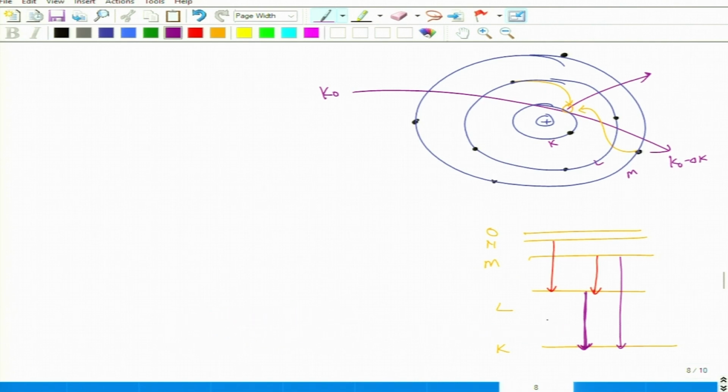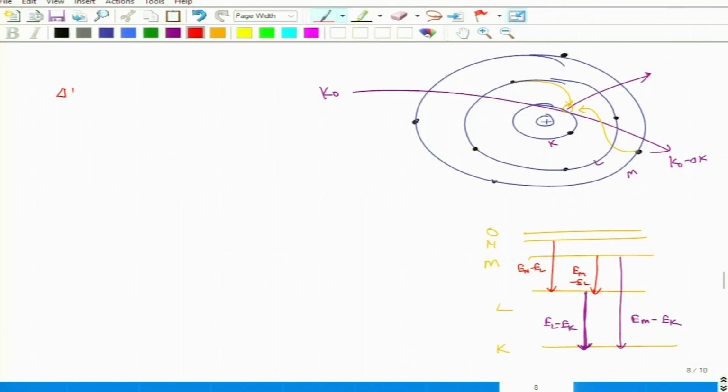Okay, so what will be the energy here? EL minus EK. For this transition it will be EM minus EK. For these two transitions it will be EM minus EL, and this is EN minus EL. The wavelengths corresponding to these four transitions remain in the X-ray range. There are many other transitions, but these specially remain in the X-ray range. So these four transitions give the peaks in the X-ray spectrum.